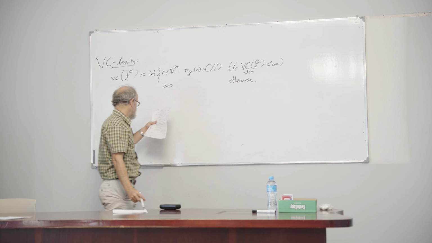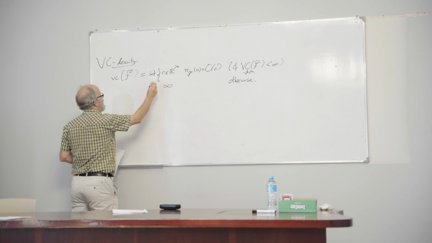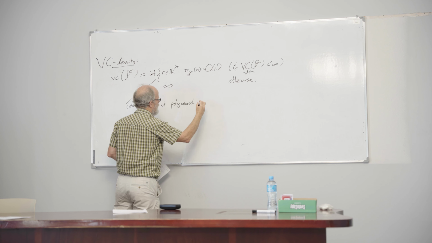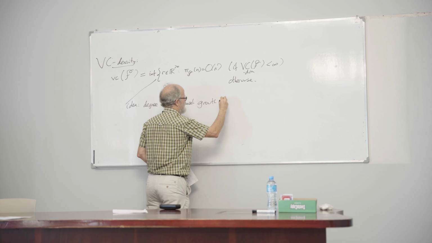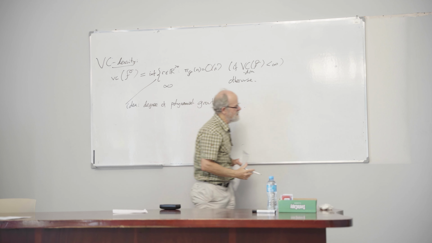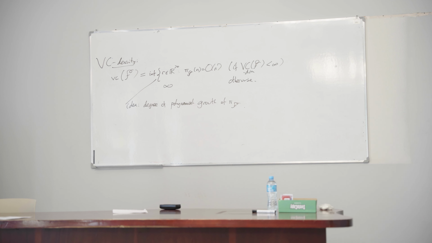So the idea is that this is the degree of the polynomial growth of pi f. We know that this is bounded above by a polynomial. We're asking what's the actual degree? Polynomials by definition have natural number degree, but we're allowing here fractions or even irrationals. So we have this definition here.